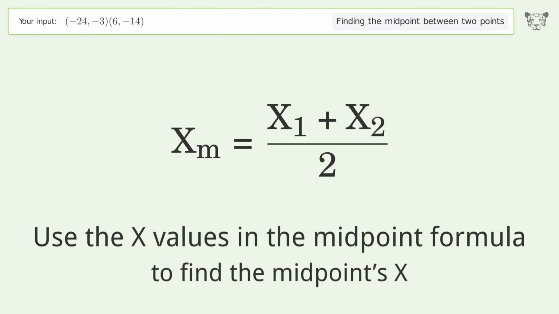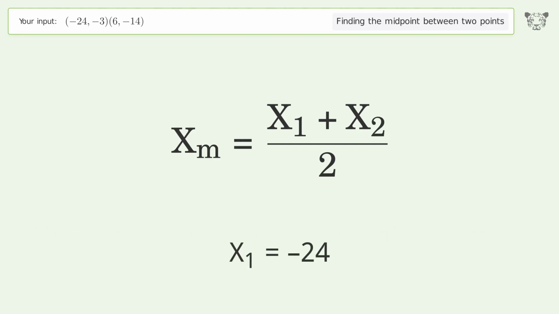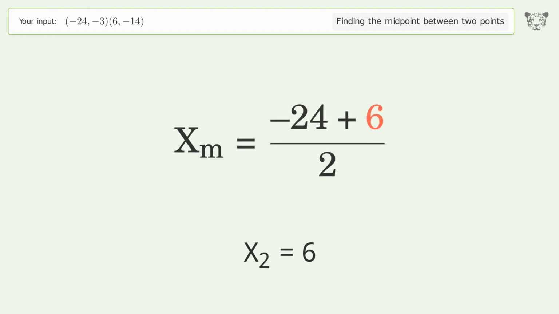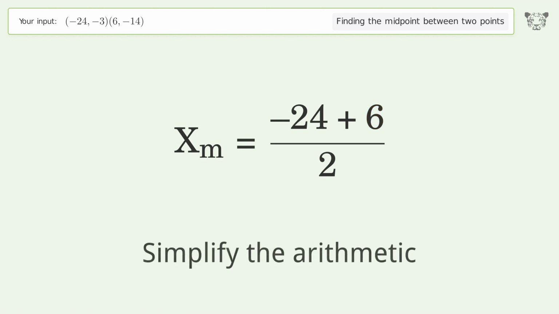Use the x values in the midpoint formula to find the midpoint's x. x1 equals -24. x2 equals 6. Simplify the arithmetic.